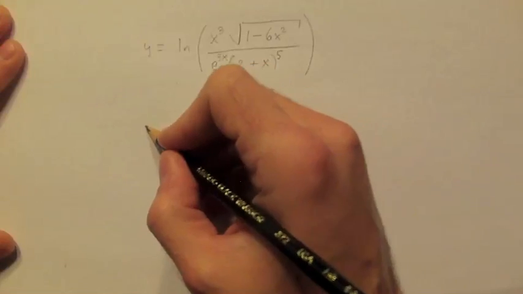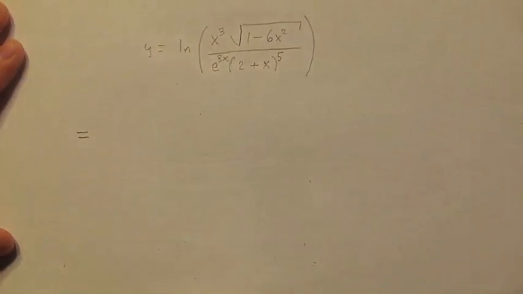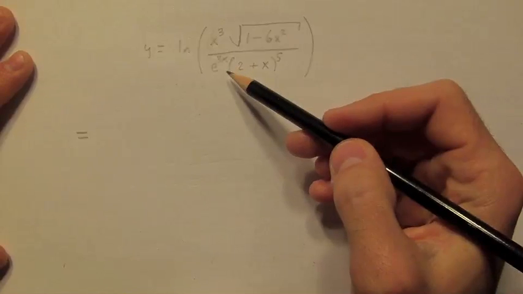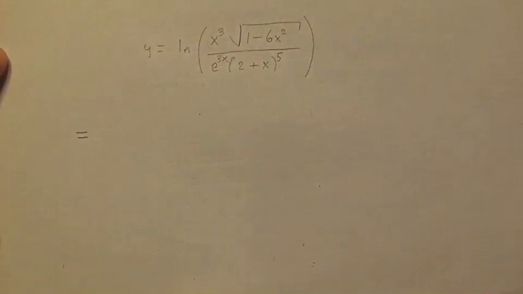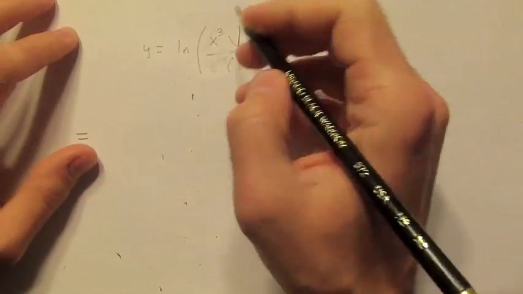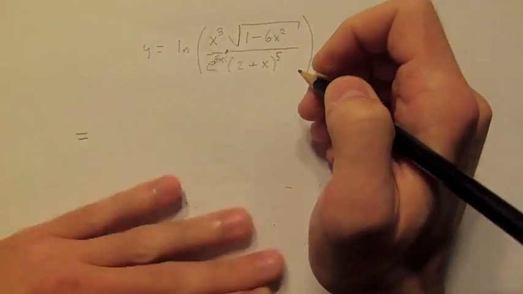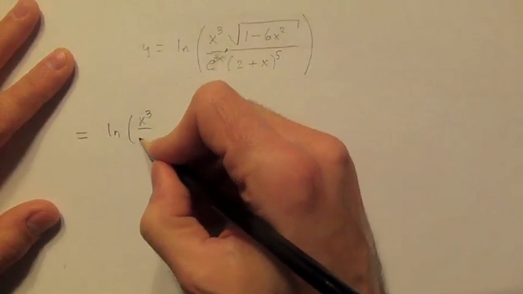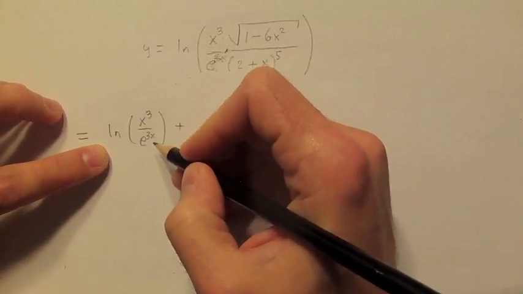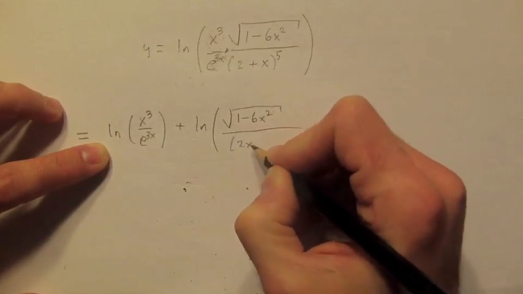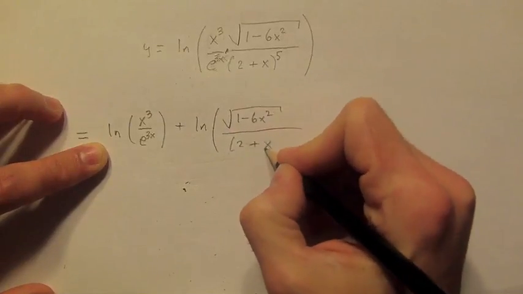Okay? So this is really going to be, and I want to make sure I have plenty of room here, I'm going to break everything up. There's a lot of ways you can do it, but let's start by breaking up this fraction on the inside. I have x cubed over e to the 3x all times this one. That's a good first way to do this, because when I have two things multiplied together, I can have natural log of x cubed over e to the 3x plus the natural log of the square root of 1 minus 6x squared all over 2 plus x raised to the 5th.